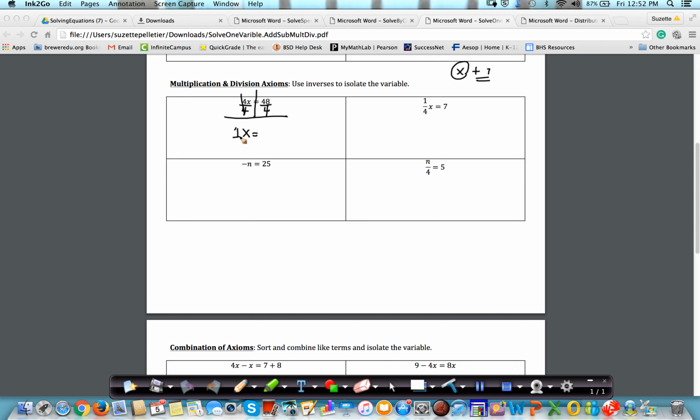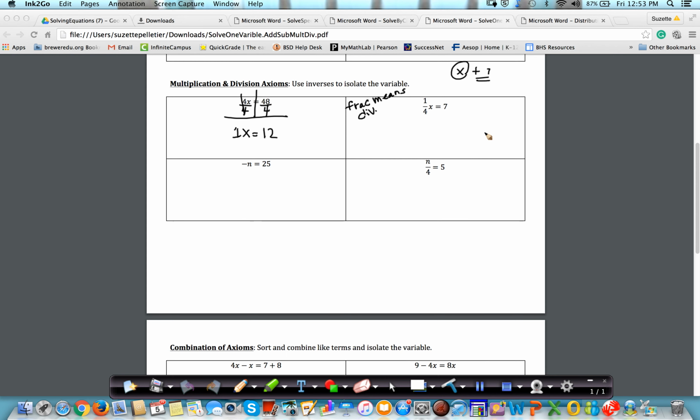I always think about it like the silent E in English class, right? It's there, you don't have to write it, you can if you want to. It's not a big deal. 48 divided by 4 is 12, so we get x equals 12. In the second example, there is a fraction. I know how you feel about fractions, but really fractions are the same thing as division. So note to self, a fraction means division.